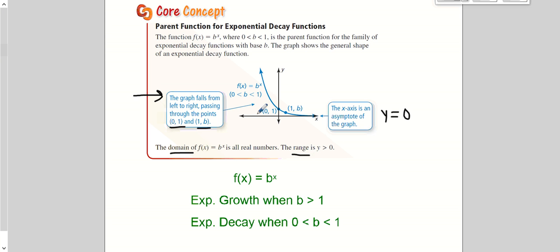So if we put these two concepts together, decay and growth from the previous page, f of x equals b to the x is exponential growth when b is greater than 1, and it's exponential decay when b is between 0 and 1.